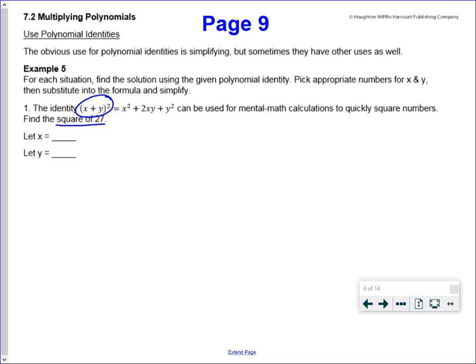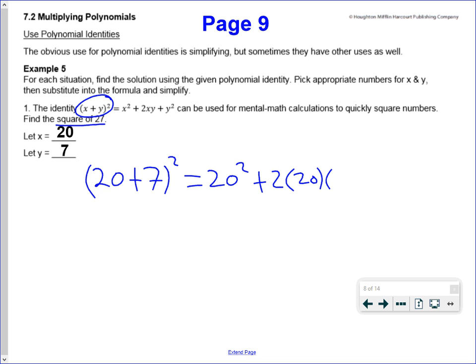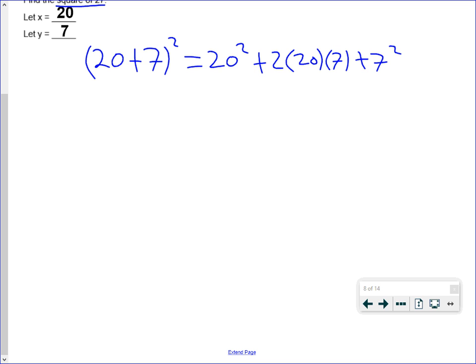So it's going to make a little more sense when I actually do the problem. But for this case, we're going to make x equal 20 and y equal 7. Okay? So if we plug this in on the left side, we get 20 plus 7 all squared. That should equal 20 squared plus 2 times 20 times 7, plus 7 squared. Okay? So the left side, we get 27 squared, which is exactly what we want, since that's what we're solving for. We're solving for 27 squared, so we needed one side to equal 27 squared.